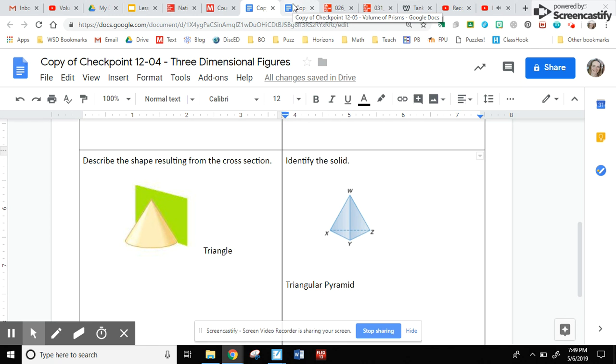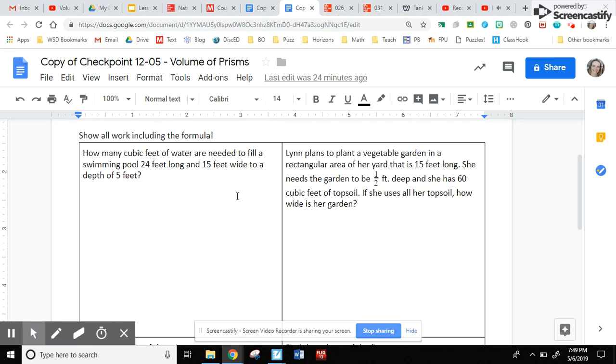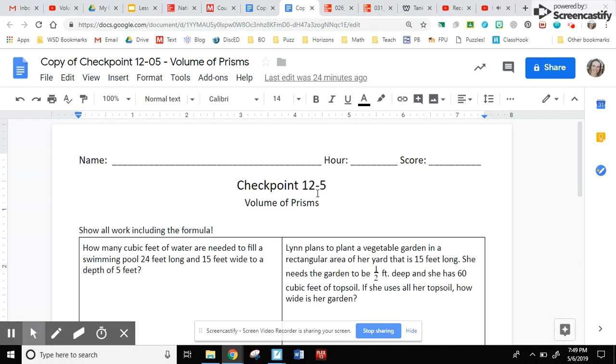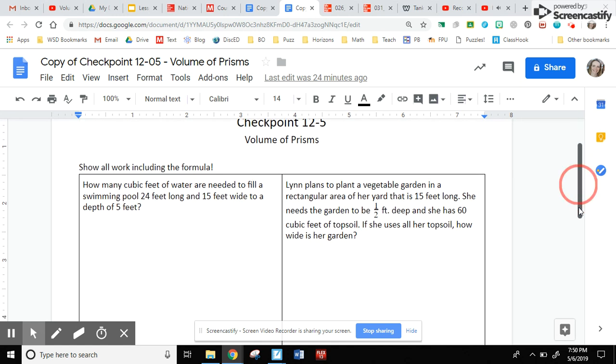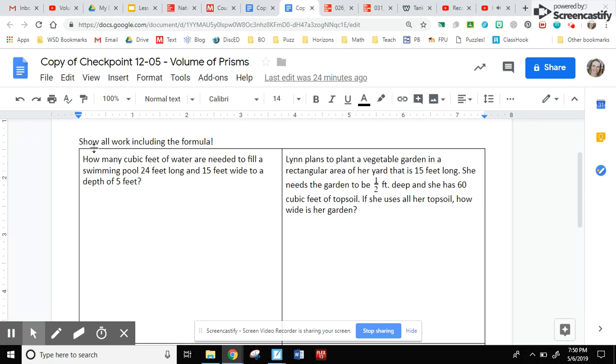I am going to move on to 12.5, which is the next page in that little mini packet for your mini warm-up. It should say checkpoint 12.5, volume of prisms, which we have already done. We're just reviewing to make sure. So it says, how many cubic feet of water are needed to fill the swimming pool? 24 feet long, 15 feet wide, and to a depth of 5 feet.